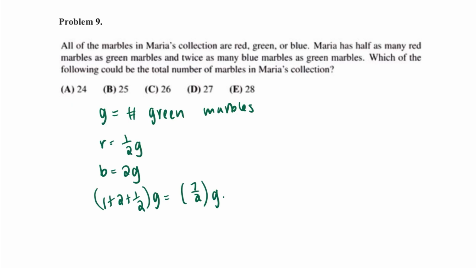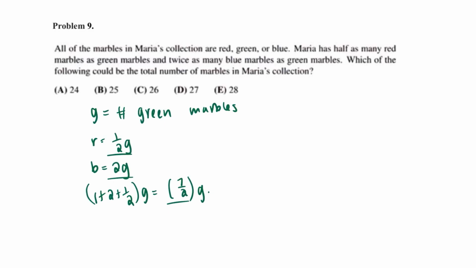And we have to make sure that half G, 2G, and 7/2 G are all integers because we have to have a whole number of marbles in any situation. So if we have 24 green marbles, all the numbers seem to be integers. So this is possible. If Maria has 25 green marbles, she won't have a whole number of red marbles, so this is not possible. Similarly, this is not possible.